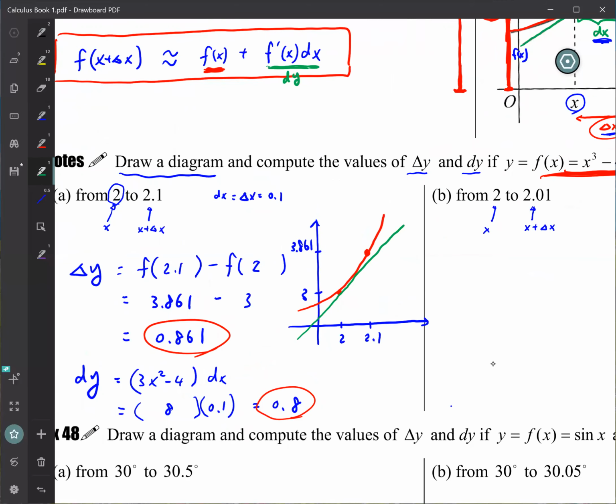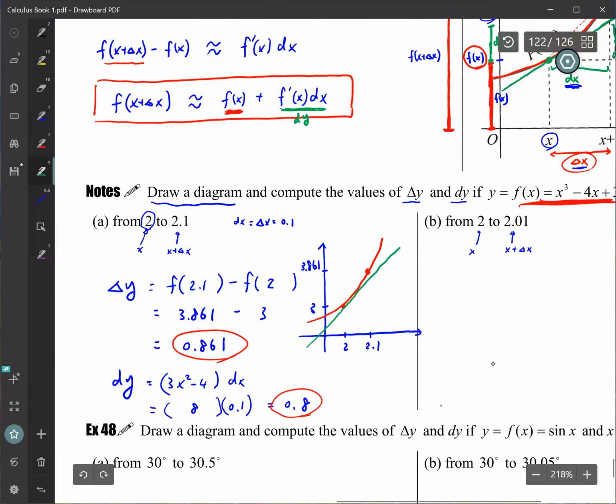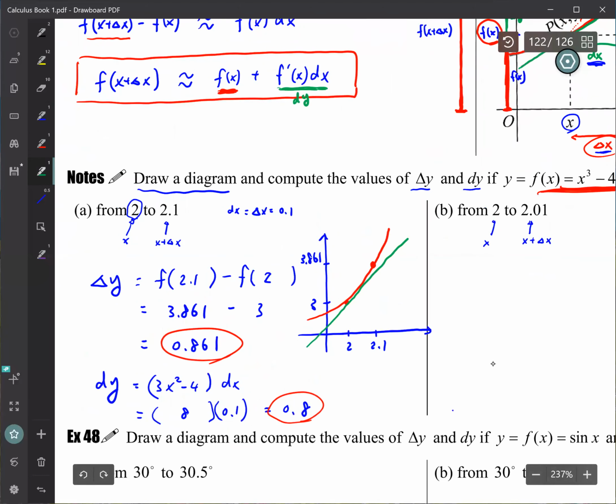Okay? So what's happening here? The 0.86 is talking about the y value, the delta y. So it's talking about this part. This part is the delta y.